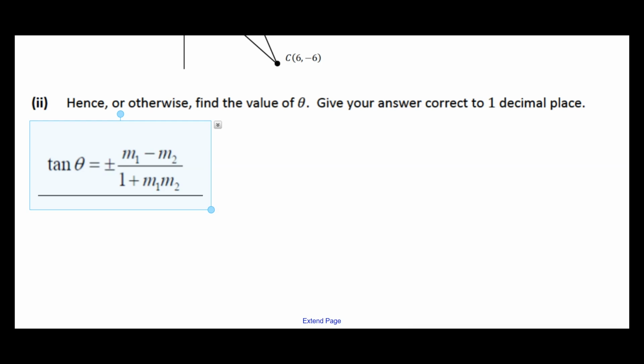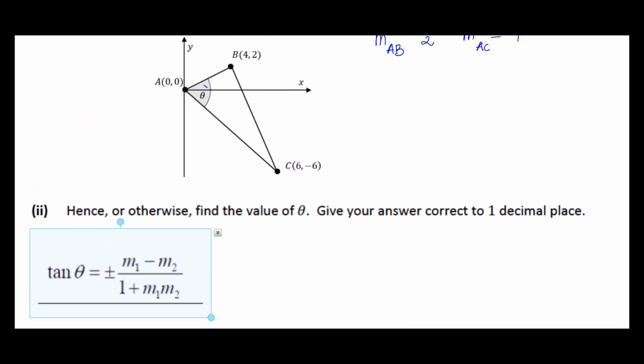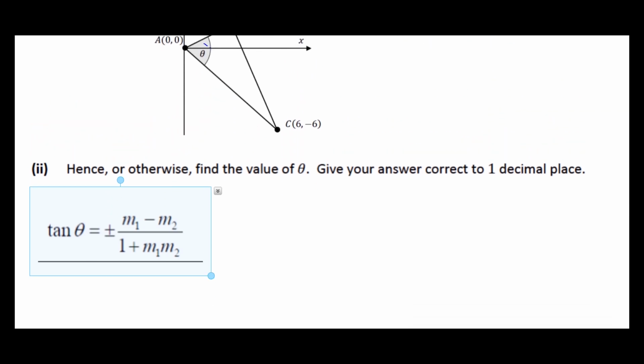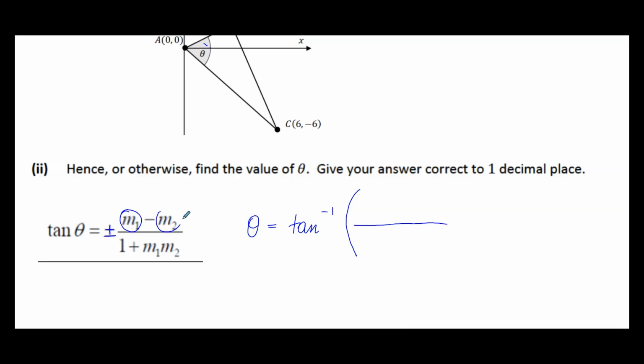So now all I have to do is fill in those values. I know I'm looking for theta, so my tan moves to the other side and becomes inverse tan, and then I'm looking at the fraction. Now, in this formula we have plus and minus, and we have slope 1 and slope 2. Does it matter which slope we go with? No, it doesn't matter which is first and which is second.